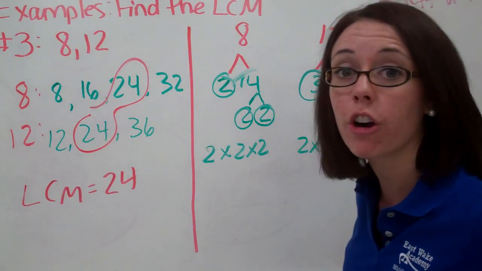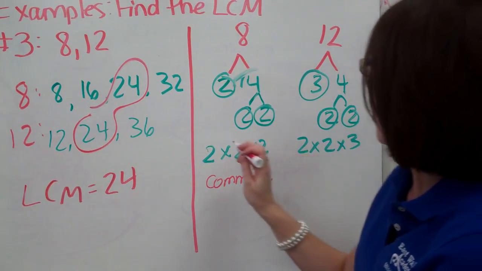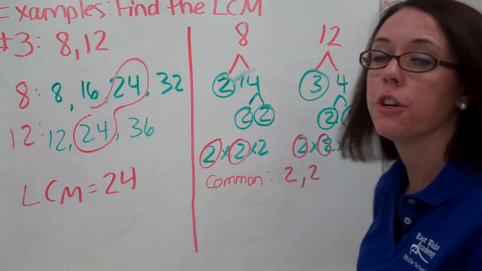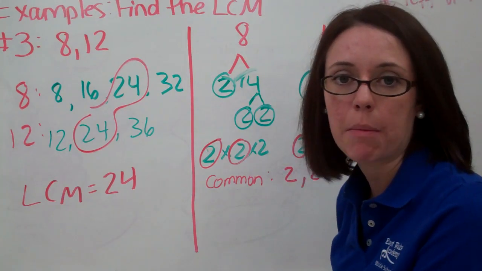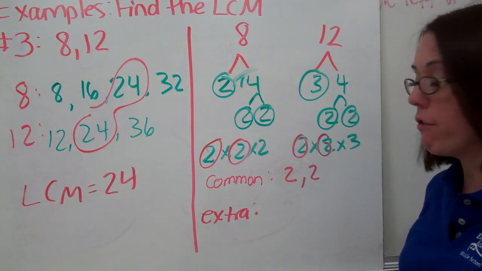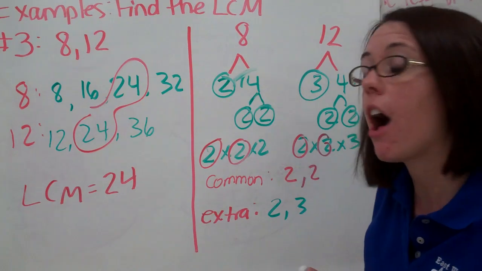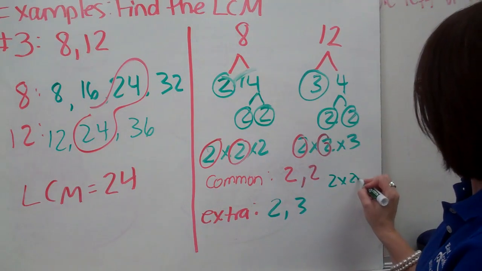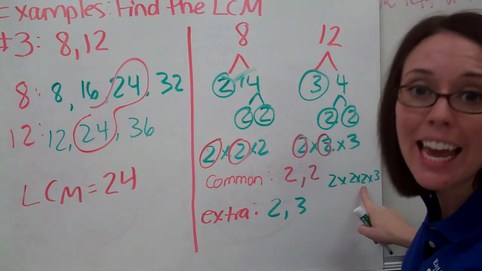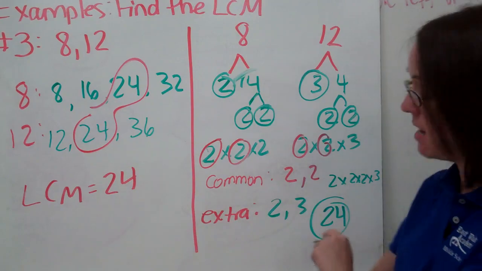We are going to look for our common factors. And our common factors are a 2, another 2. So we got two 2s. And that's going to be it for our common factors. Let's look at the extra factors. The extra factors left over is going to be a leftover 2 and a leftover 3. So we multiply all of these together. 2 times 2 times 2 times 3. 2 times 2 is 4, times 2 is 8, times 3 is 24. Just as we found before, our LCM is 24.